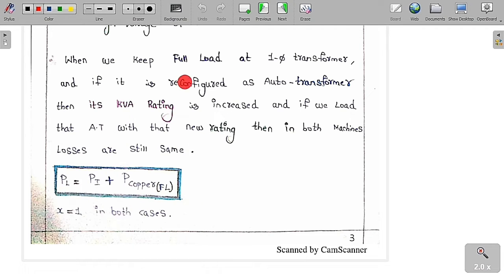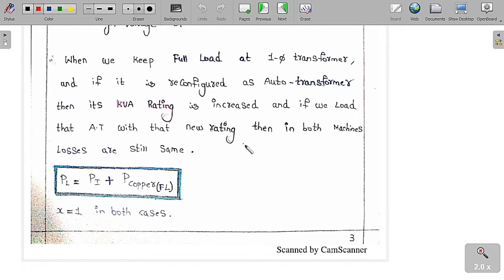So when we keep full load on a single phase transformer, and it is reconfigured as an auto transformer, its KVA rating is increased. If we load that auto transformer with the new rated KVA, the losses in both machines are still the same. This power loss is equal to iron loss plus copper loss at full load, and X is equal to 1 in both cases because both are operating at rated condition. This is the thing you always have to remember.